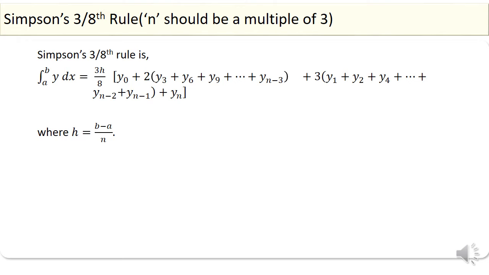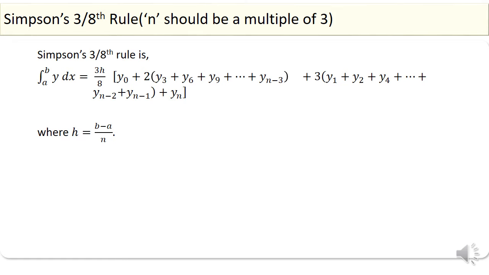Simpson's 3/8 rule is integral a to b y dx equal to 3h by 8 into y naught plus 2 times multiples of 3, that is y3 plus y6 plus y9 plus etc. plus yn minus 3, plus 3 times the remaining terms, that is y1 plus y2 plus y4 and so on up to yn minus 1, plus the last term yn, where h equal to b minus a by n. And in Simpson's 3/8 rule, n should be a multiple of 3.